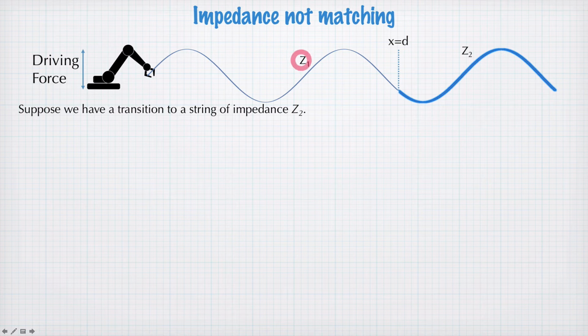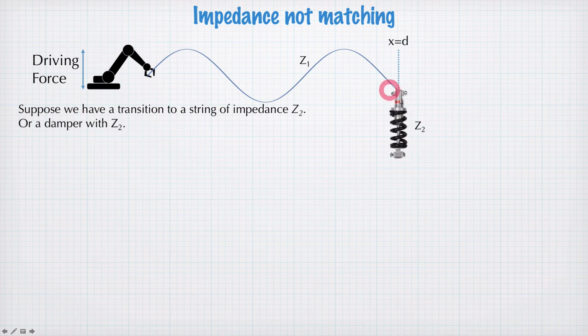Suppose now we have a transition between impedances. So from impedance Z1, the string is attached to a different piece of string with impedance Z2. So the impedance changes across this boundary at x equals d. Now we could equivalently take away this string with impedance Z2 and have a damper with impedance Z2, and this string here can't tell the difference. So we'll think about this case first.